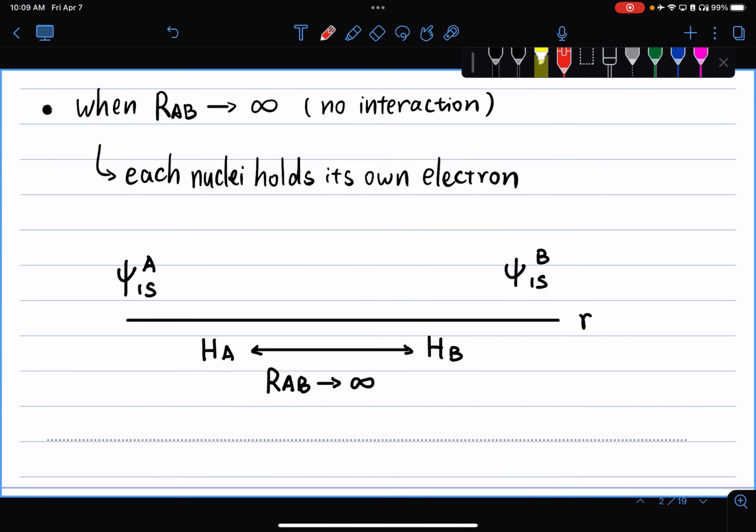The first scenario is now assuming we have hydrogen atom A and hydrogen atom B, and they're infinitely apart. They don't interact with each other at all. So this RAB tells you the distance between your hydrogen atom A and your hydrogen atom B. And we know in a hydrogen atom, the electron is likely located in this 1s atomic orbital. Everything else is empty. So we're just using the 1s here. So these are my 1s atomic orbitals.